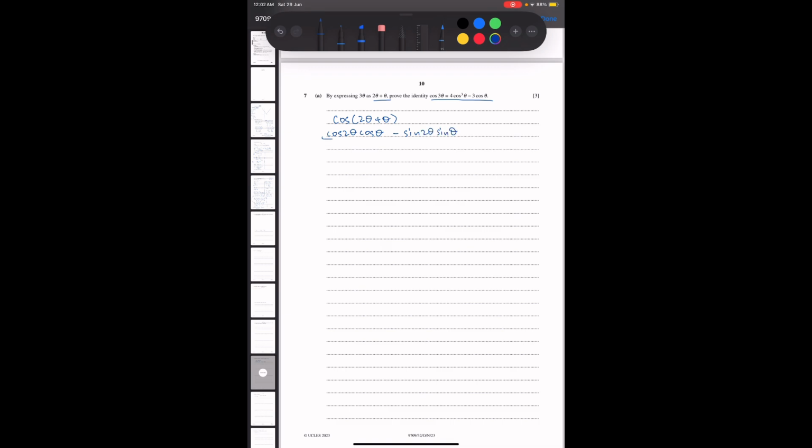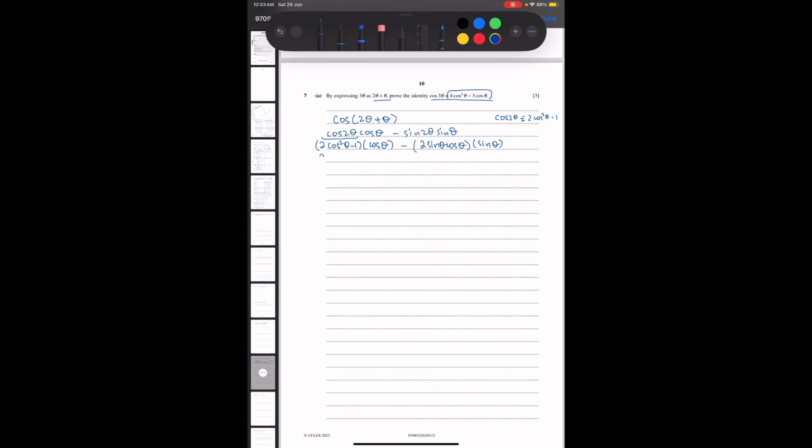Now we have 3 different ways to write cos 2 theta. But in the answer you can see that we need the answer in terms of cos, so we are going to use the identity that cos 2 theta is equivalent to 2 cos square theta minus 1. So 2 cos square theta minus 1 multiplied by cos theta, minus sin 2 theta, which is just one way of expanding, 2 sin theta cos theta multiplied by sin theta.